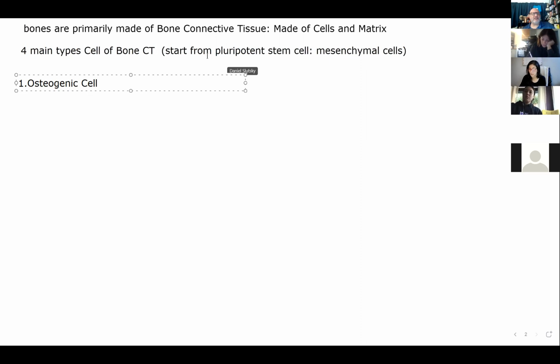These osteogenic cells are unipotent stem cells, which means what again? They make only one other cell. When they divide, they become only one thing. Absolutely, excellent. And one of the other things that's special about these osteogenic cells is these are the only bone cells that are capable of division.